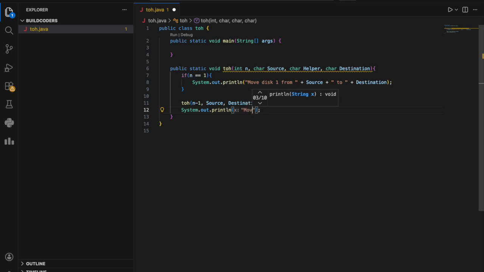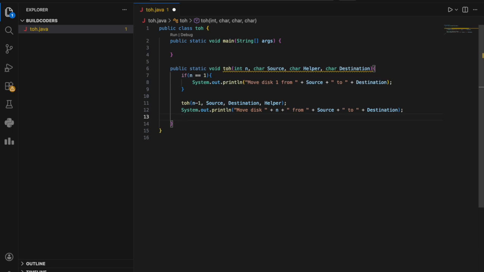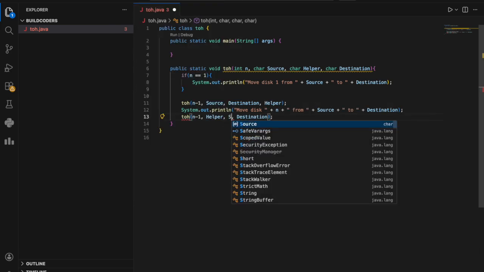So let's write it. Move disk number, that is n over here, from source to destination. Next, we need to move these n minus 1 disks from helper to the destination via source rod. So let's write it. So move n minus 1 disks from helper rod to the destination rod via source rod.